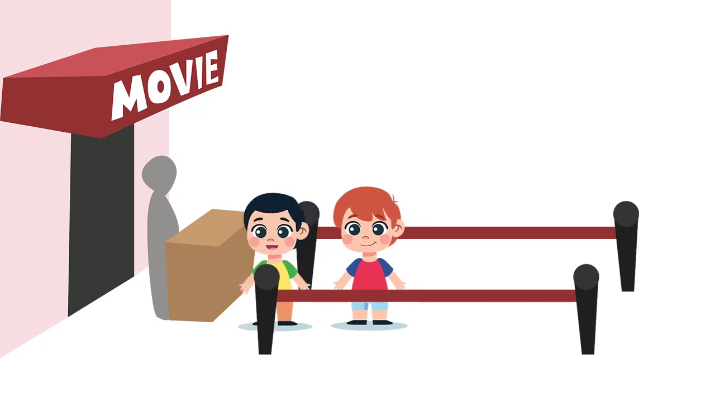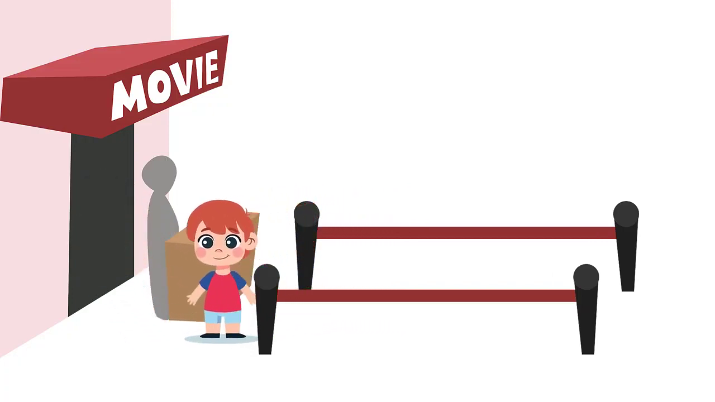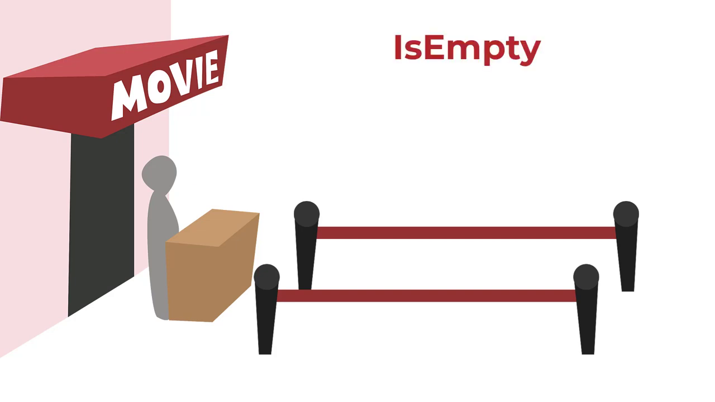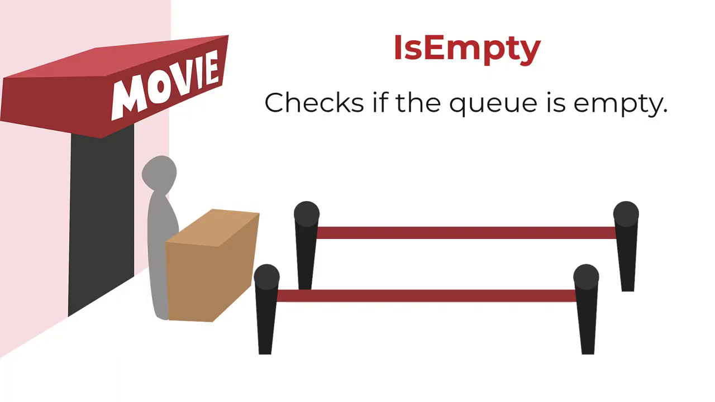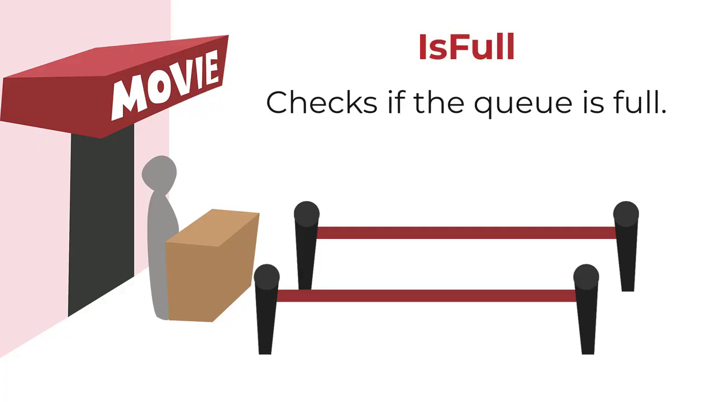Suppose that all three of you are done buying your tickets, and the service crew calls for the next person in line. But apparently, nobody has arrived yet since the three of you did. This operation is called isEmpty, where it checks if the queue is empty. And of course, lastly, we have the opposite, which is the isFull operation, where it checks if the queue is full.